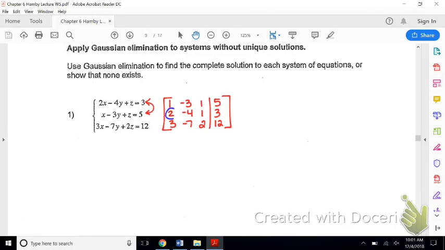All right, and then remember, we want zeros below it. So how do I make that 2 into a 0? It needs to be combined with a -2, right? So remember, you do -2 row 1 plus row 2, and we're going to put that in row 2. And if we want to make that 3 into a 0, we need to combine it with a -3. So -3 times row 1 plus row 3, and we're going to put that back in row 3.